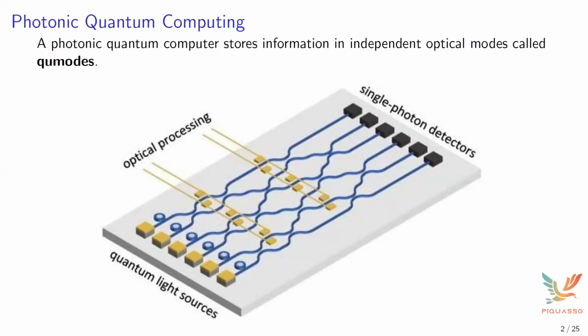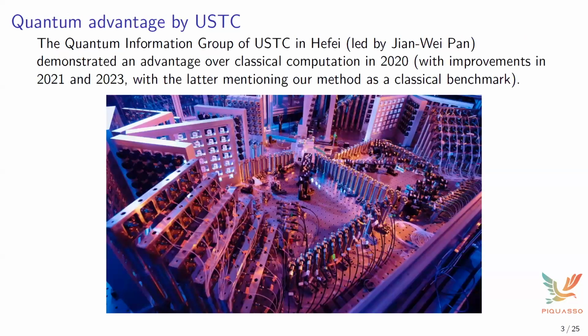It was previously mentioned that it is a bosonic quantum computer. It stores information in independent optical modes. As you can see here, these are the quantum light sources. The light enters the photonic quantum computer, goes through some optical processes implemented by photonic quantum gates, and then at the end there are detectors, in this case single photon detectors. So that's the basic principle.